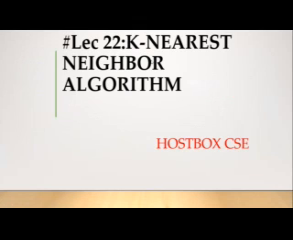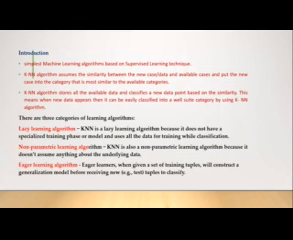Today we're going to discuss the algorithm called the KNN algorithm. It is one of the important supervised machine learning algorithms, and we can use it for both classification and regression. The majority use it for classification only. So it is a supervised learning technique also.